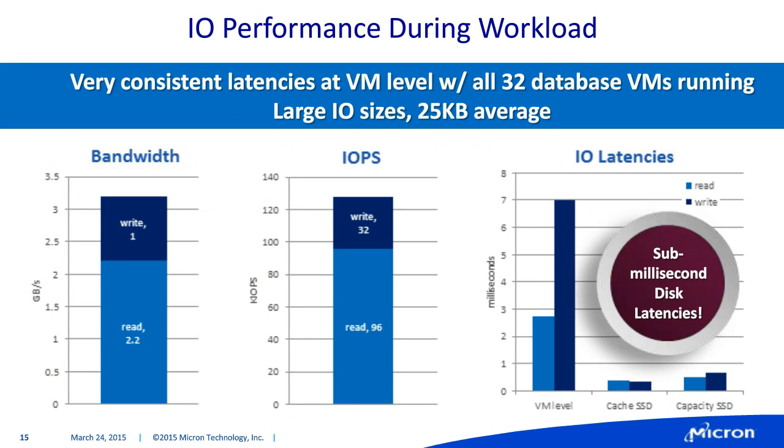If we take a look at what we actually measured when we were doing it, again, all 32 database VMs running simultaneously, very consistent latency when measured at the VM level. What we're showing here is bandwidth and IOPS, the read and write ratio splits. But over on the right is what's really important. If we look at the latency, we're seeing at the worst case on our right a 7 millisecond latency, and at the cache SSD and capacity SSD, the actual physical storage devices, the latency is much, much lower. What that suggests is the vast majority of latency comes from the application itself rather than from running it in a virtual machine or with flash on the back end. And I think that probably makes a lot of sense.